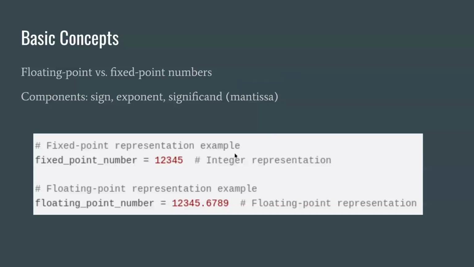And we can see this Python example. This shows the difference between fixed point and floating point representation. A fixed point number is an integer, while this variable is a floating point number, which is capable of representing fractional values.